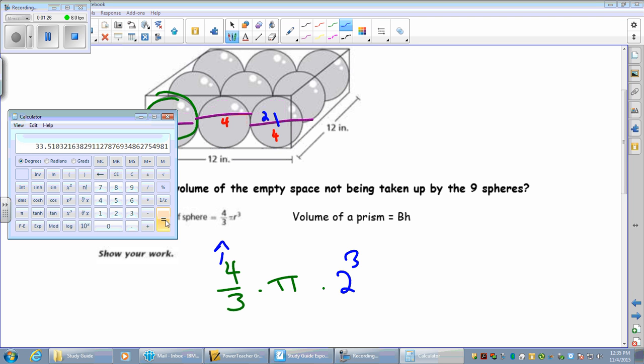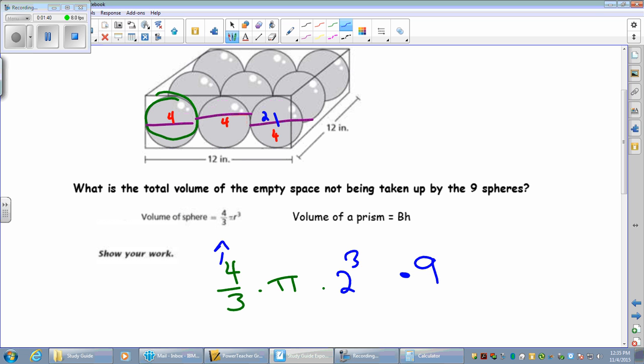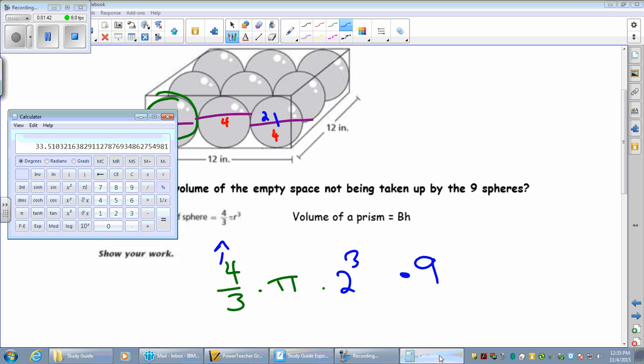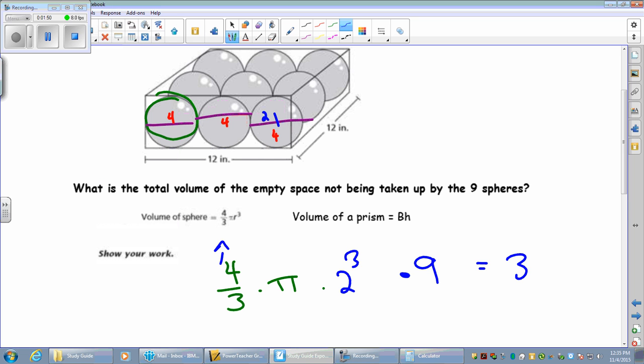Now, a lot of us leave it like this. Please make sure you're still listening to this. We cannot round it yet because that's just one sphere. I don't want the volume for just one sphere. I want the volume for all 9 of them. So I'm going to take this number and I'm going to multiply it by 9. Does everyone see why I'm multiplying by 9? 9 spheres. So let's take this without clearing it and multiply it by 9. And I end up getting 301.6, which is what we typically get.